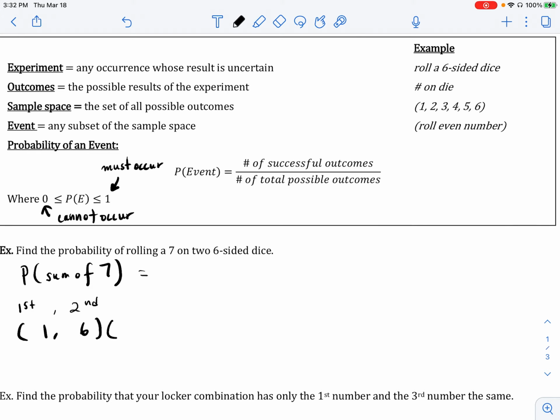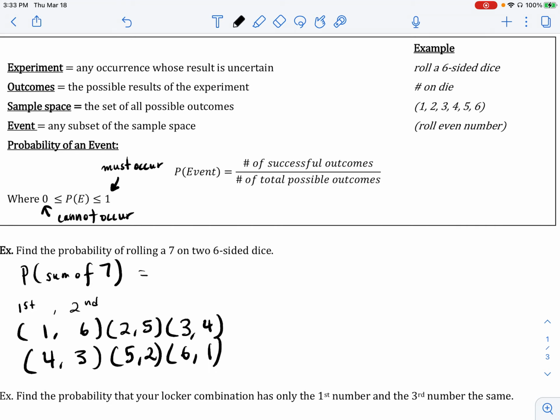So what are the other ways that you can get a sum of 7? Well, your first die might be equal to 2, second one would then be 5. Then you might get a 3, and then a 4. But you might also have the situation where your first die is 4 and your second die is 3, right? That also works, in which case you could also then have 5 and 2, and then also 6 and 1. You can organize this however you want, but I believe those are all the different ways that you could roll a 7 using two six-sided dice.